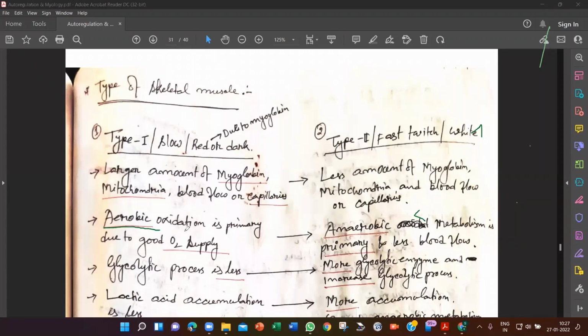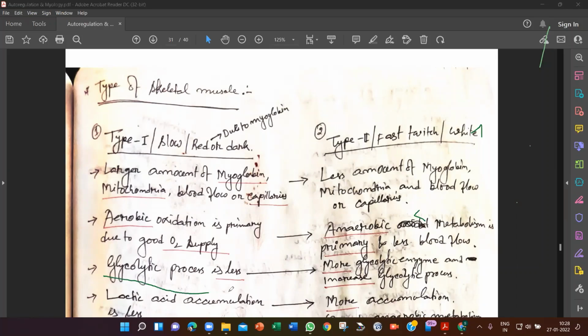And type 1 is aerobic. Oxidation is primary due to good oxygen supply, because blood flow is good, capillary supply is good, and there are more mitochondria. So their primary metabolism is aerobic oxidation. They require oxygen. But type 2 muscle is very fast. They do their work immediately, and they are anaerobic. Anaerobic is their primary metabolism, because they don't have a good blood supply, so they are anaerobic and fast twitch.